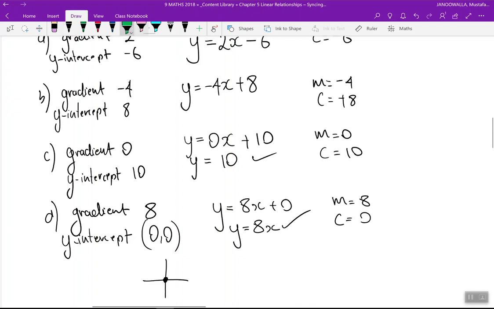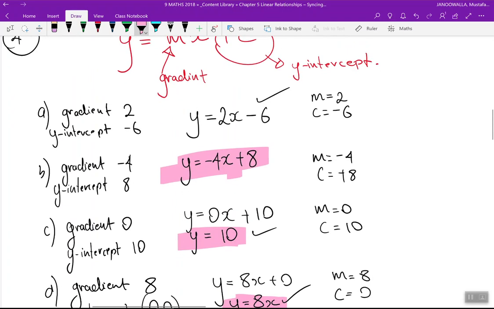So the answers, I'm going to highlight them there in pink. That's your answer for D, for C, for B, and for A. All right?